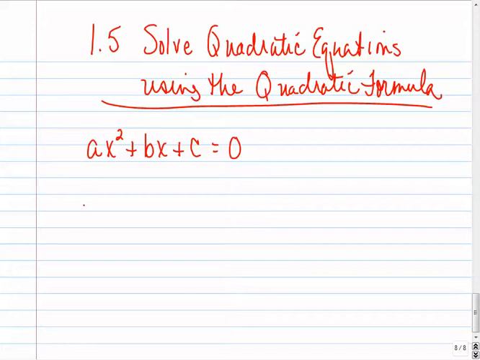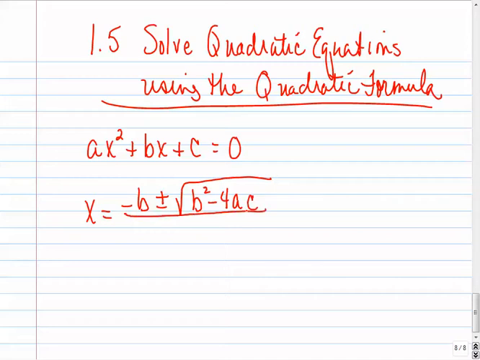So the quadratic formula is x, and we're going to use the coefficient of x squared, of x, and the constant in the formula. And so it's equal to the negative of b, which is the coefficient of x, plus and minus the square root of, and we're going to take b squared minus 4 times a times c. And this is all over 2 times a.